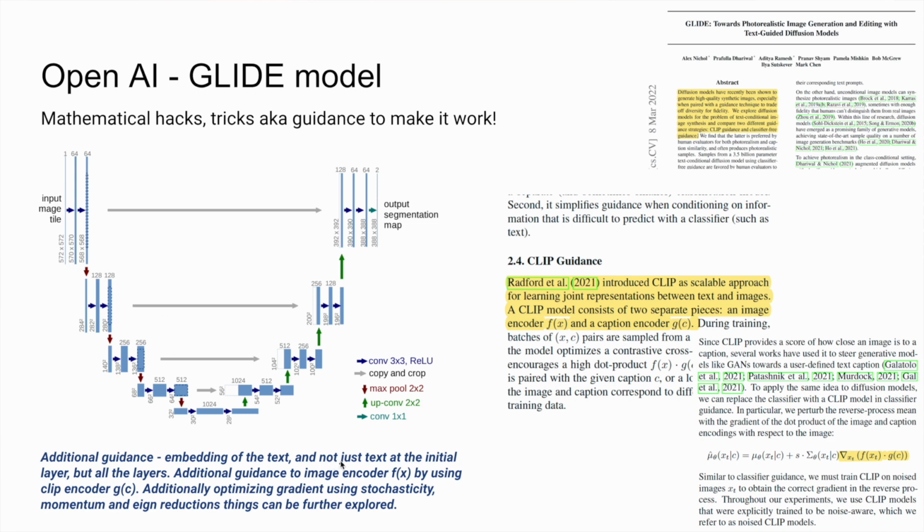And not just the initial layer, we don't give the input just to the initial layer, but in fact to all the layers. So it's a pretty sophisticated guidance in terms of making sure the convergence happens fast. So additional guidance is given to the image encoder, which is FX, by using the CLIP encoder GC.